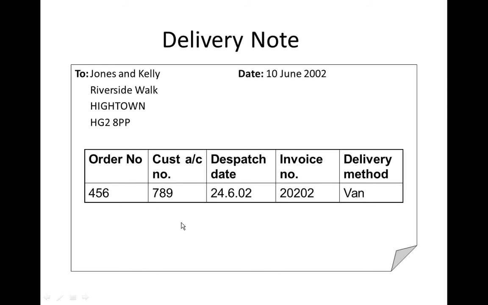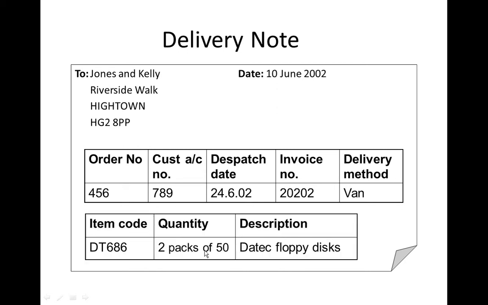So, Jones and Kelly, here we go, a delivery note's going out to them. We've got their order number, we've got a customer account number, dispatch number, invoice number we'll come on to in a second, and how it's going to be delivered. And we can see they're delivering the whole of that first purchase order. So this is a piece of paper that goes out with the delivery, telling the customer what's been delivered.